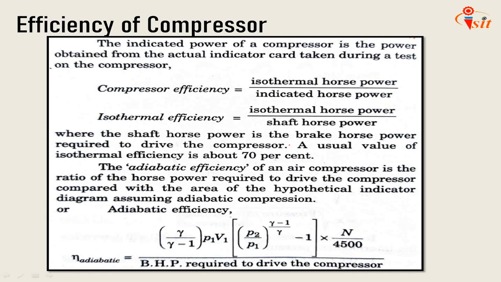The adiabatic efficiency of an air compressor is the ratio of the horsepower required to drive the compressor compared with the area of the indicator diagram, assuming adiabatic compression. So adiabatic efficiency will be gamma upon gamma minus 1 P1 V1 times (P2 by P1 raised to gamma minus 1 upon gamma, minus 1) multiplied by N by 4500, divided by the brake horsepower required to drive the compressor. So that is about the efficiency of a compressor that we need to take care about while calculating efficiency, that may be compressor or isothermal efficiency or adiabatic efficiency.